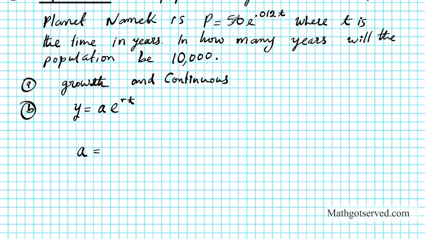Well, let me write this model down here so we can compare them clearly and see what's going on. I'm writing in green. We have P equals 50 e to the 0.012t. So what is the number that comes before the e? That's what a is, right? A is 50. So there were originally 50 people on planet Namek to begin with.